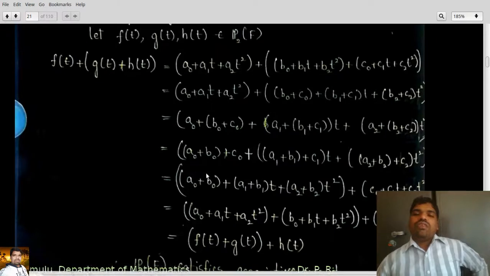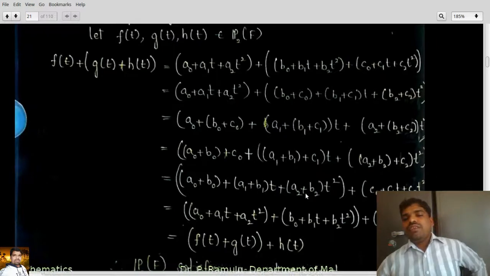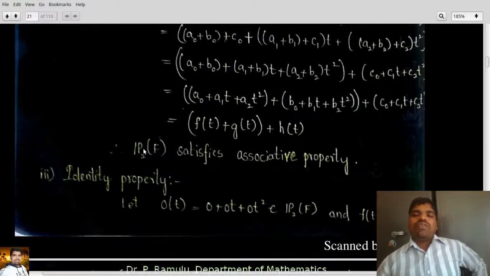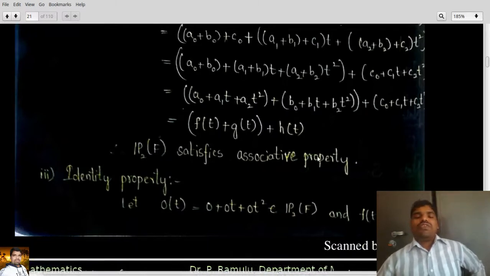So here, what I am doing is separating these terms. They are a0 plus b0, a1 plus b1 t, a2 plus b2 t square, together with c0 through c2. So this is nothing but f of t plus g of t, plus h of t. So P2 over F satisfies the associative property.